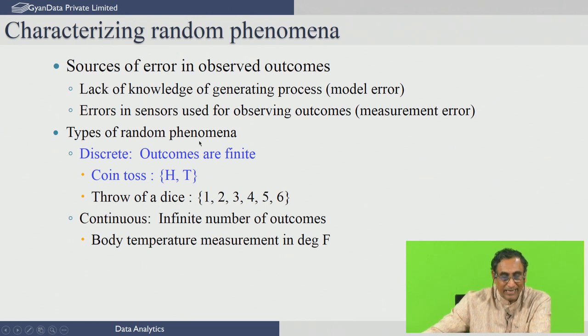The types of random phenomena can either be discrete, where the outcomes are finite. For example, in a coin toss experiment we have only two outcomes, either head or tail, or a throw of a dice where we have 6 outcomes, or it could be a continuous random phenomena where we have an infinite number of outcomes, such as the measurement of a body temperature, which could vary between, let us say, 96 degrees to about 105 degrees depending on whether the person is running a temperature or not. So, such continuous variable things which have random outcomes are called continuous random phenomena.